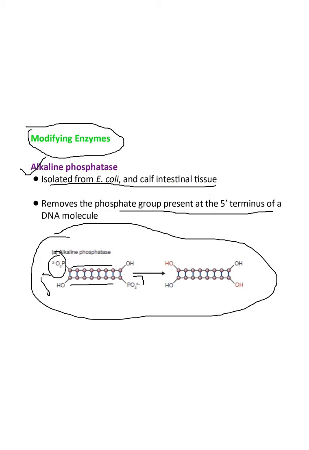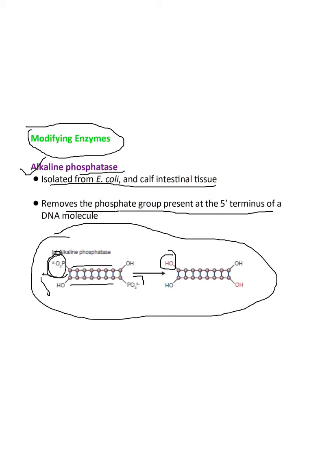It has a phosphate group here, and this is generally the 5 to 3 end. So as it says, it removes the phosphate group present at the 5 terminus. This is the 5 terminus and it has a phosphate group. So basically it removes the phosphate group from here. As you can see here, there is no phosphate group, which is replaced by a hydroxyl group, OH. In the further video I'll show you. So this was the function of alkaline phosphatase.